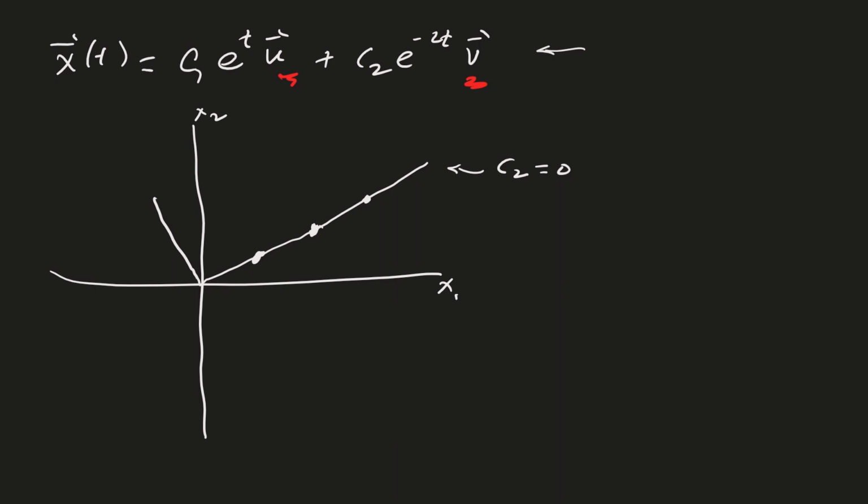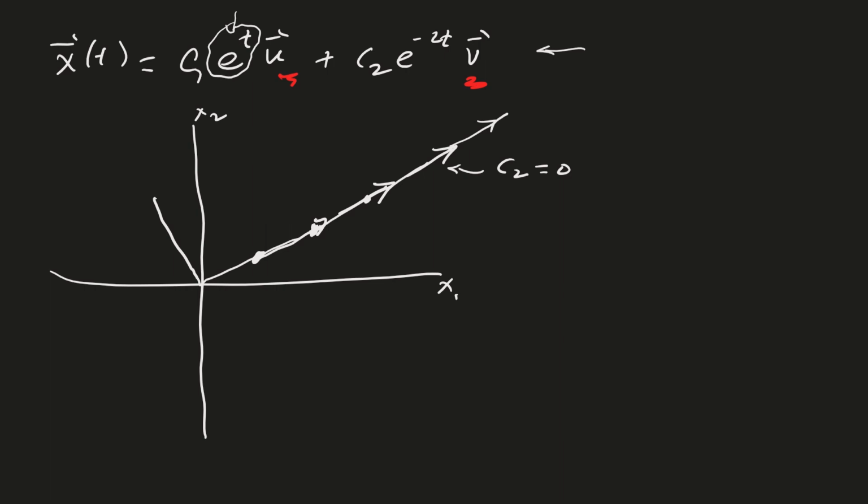Okay, I think I just reversed my u and my v. So I'm thinking of this as my u now. Sorry about that. Okay, so we'll take that to be our u. And so what happens over time then to our solution? Because of this exponential function, e to the t, and the positive exponent, our solutions are going to be going to infinity along this line, right?